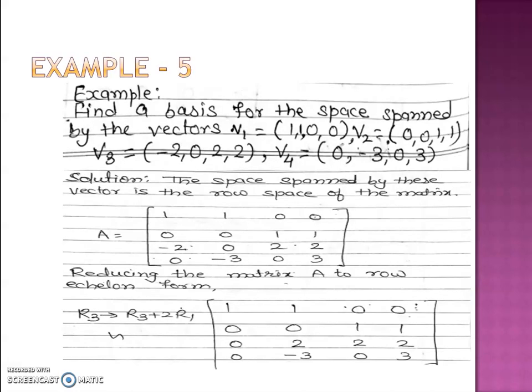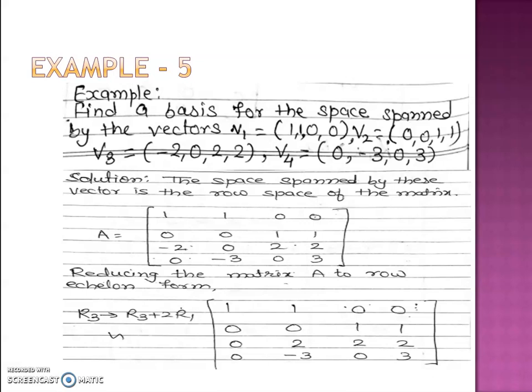Find a basis for the space spanned by the vectors v1, v2, v3, v4. Solution: the space spanned by these vectors is the row space of the matrix 1 1 0 0 0 0, 1 1 minus 2 0 2 2, 0 minus 3 0 3.